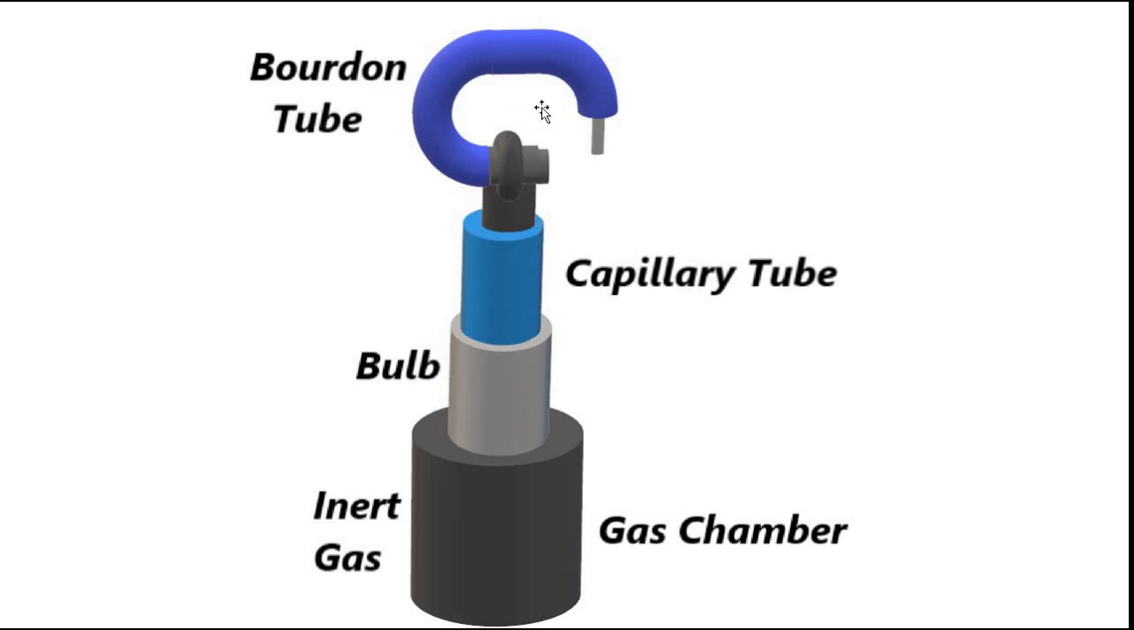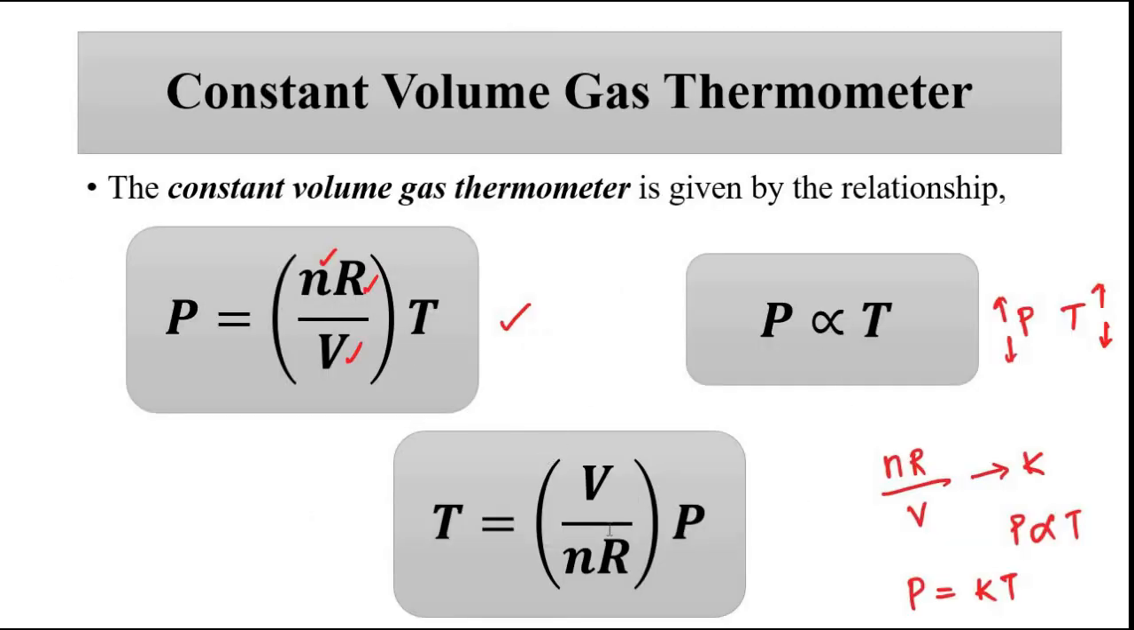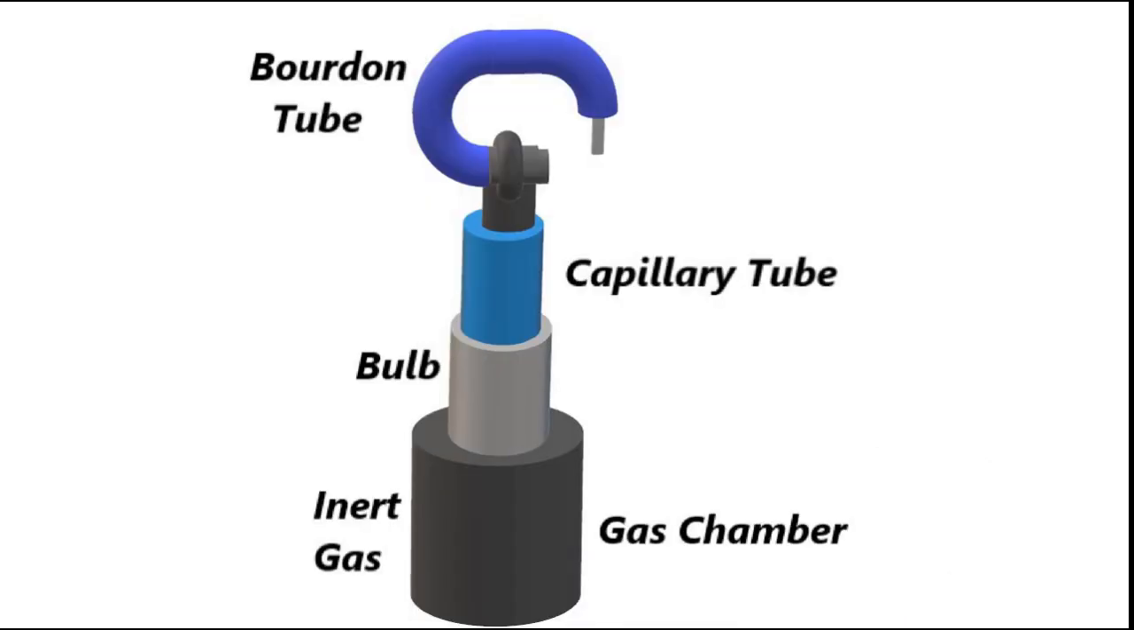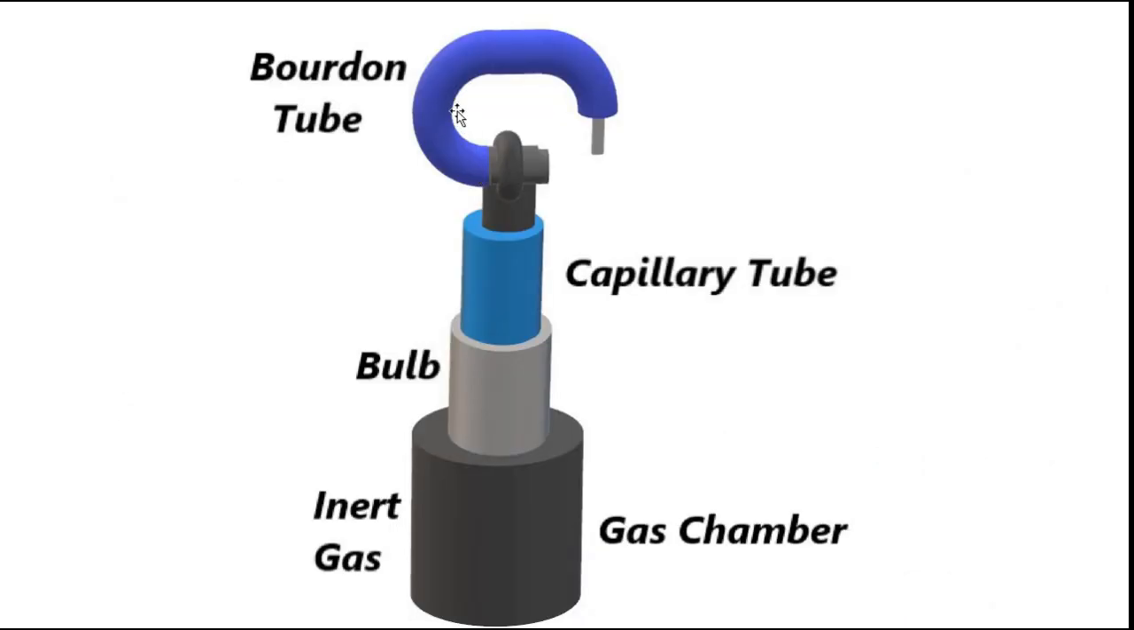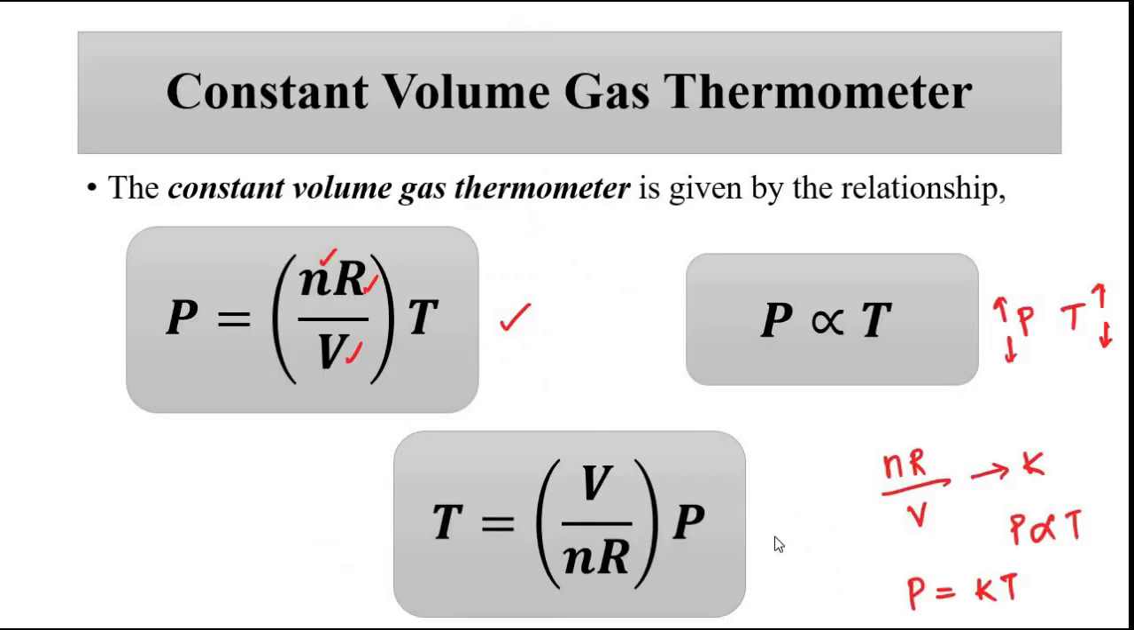It can be a Bourdon tube or it can be a manometer. So this gas chamber is brought in contact with the surroundings where the temperature is to be measured. As a result, the pressure of this inert gas fluctuates with respect to the temperature as per this relationship. So the pressure reading in the Bourdon tube or the U-tube manometer corresponds to the surrounding temperature as per this relationship.